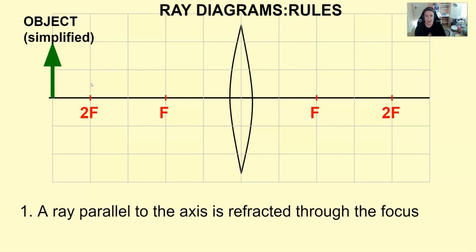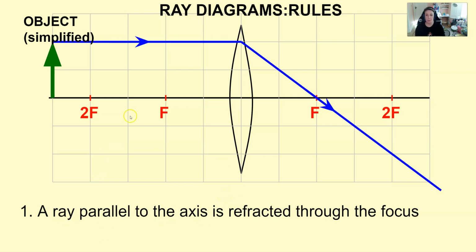The first ray, the first rule, is that a parallel ray to the axis is refracted through the focus. So on the left-hand side, a parallel ray to the axis. So that's this part here. And on the right-hand side is refracted through the focus, which is that line there. And you can see it bends and goes through the focus here.